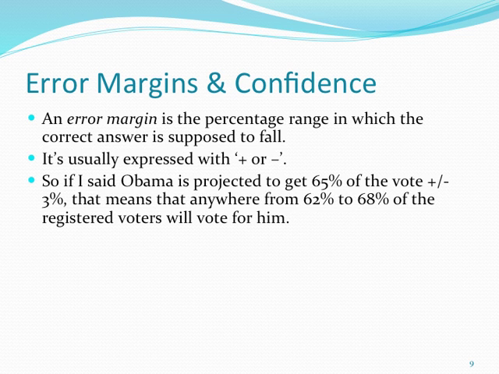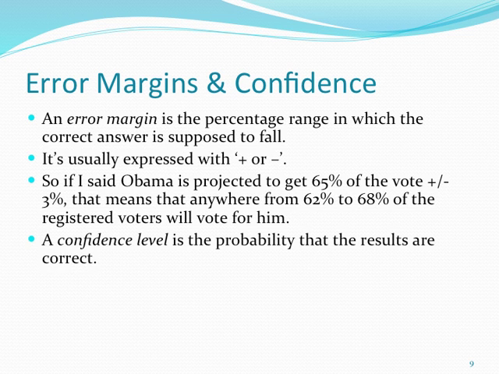and usually we shoot for plus or minus 5 or smaller. The other part of the statistical information is called the confidence level, and this is the probability that the results are correct. Remember, this is induction. We don't have a guarantee that our answer is going to be correct, but it can be very, very likely.